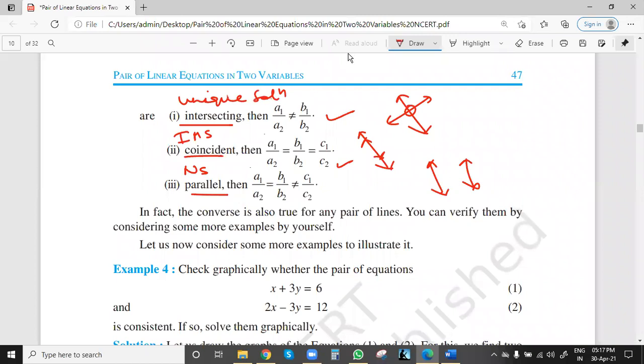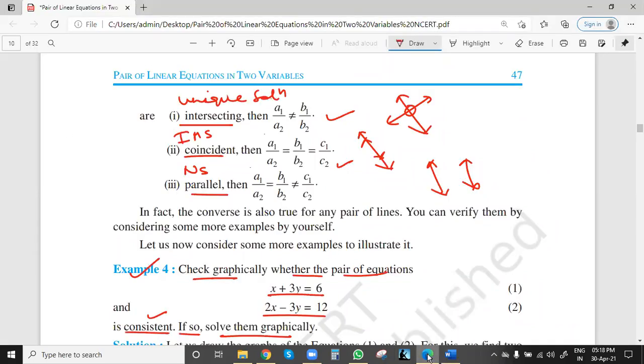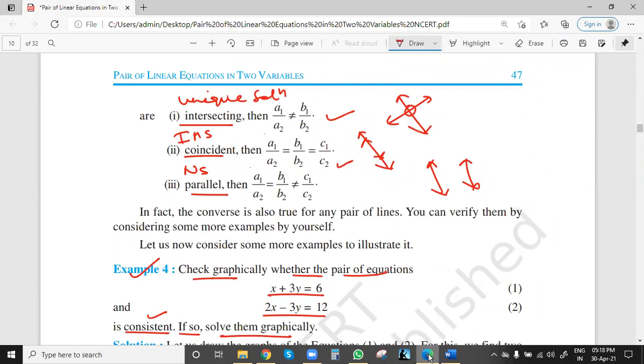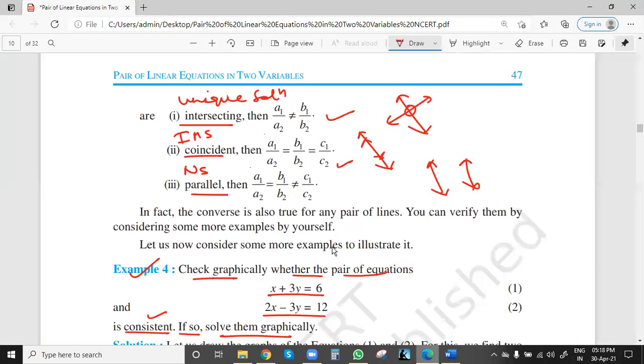Okay. Now we'll see example 4. Check graphically whether the pair of equations x plus 3y equal to 6 and 2x minus 3y equal to 12 is consistent. If so, solve them graphically. So example 4, let me write here. The question is x plus 3y equal to 6, and the second one is 2x minus 3y equal to 12.